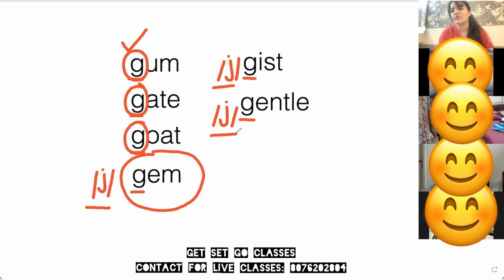So how many sounds does G make? It makes two sounds. One is G, G, G, its own sound, and one is J, J, J, the sound of letter J. So which one is going to be the hard sound of G? G is the hard sound of G. And J is the soft sound of G. So this is the spelling rule that we are going to learn today.